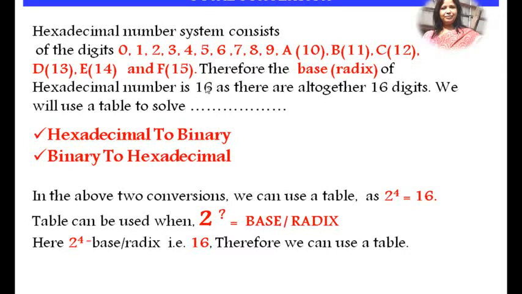We will use a table to solve hexadecimal to binary and binary to hexadecimal. In the above two conversions, we can use a table as 2 to the power 4 is equal to 16. Table can be used where 2 to the power something is equal to the base. Our base is 16. Therefore, 2 to the power 4 is equal to 16, and therefore, we can use a table.